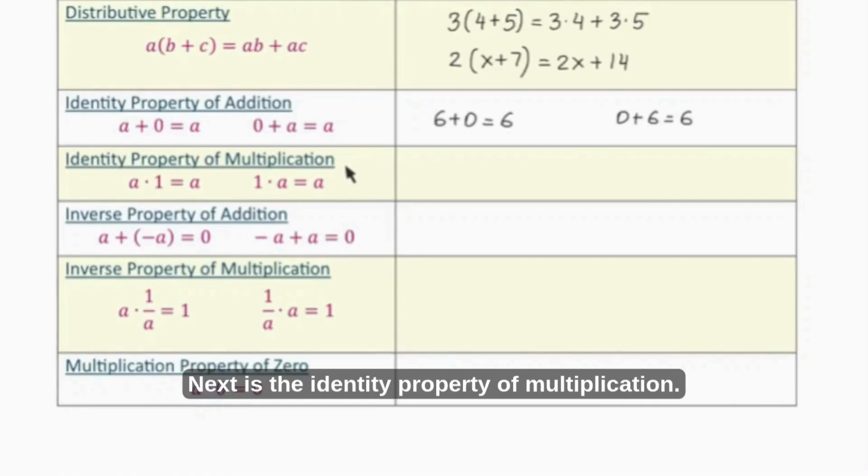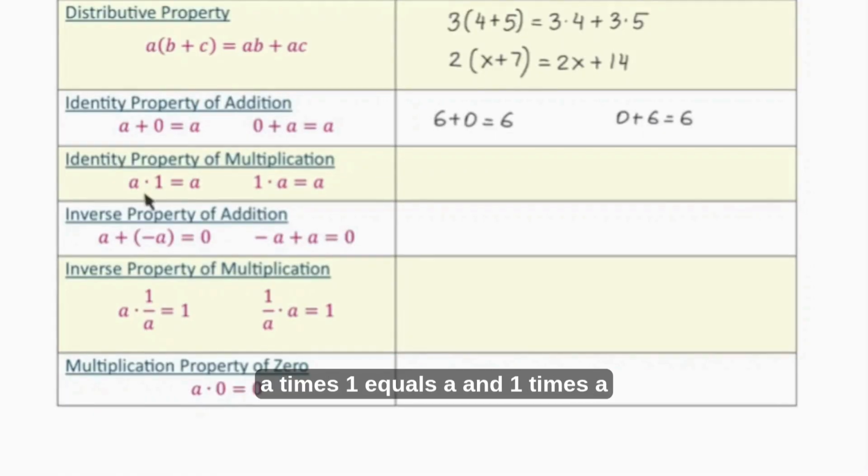Next is the identity property of multiplication. a times 1 equals a, and 1 times a equals a. So multiplying a number by 1 does not change that number. For example, 4 times 1 equals 4, and 1 times 4 equals 4.